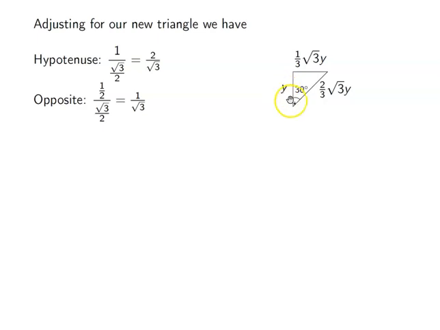So my new reference triangle that's going to be very useful is now y, 2 over 3 root 3y, and 1/3 root 3y. Some of you might say, oh no, I call this root 3 over 3, and then this is 2 root 3 over 3, so it's the same thing, right? So this is going to be very useful for us.